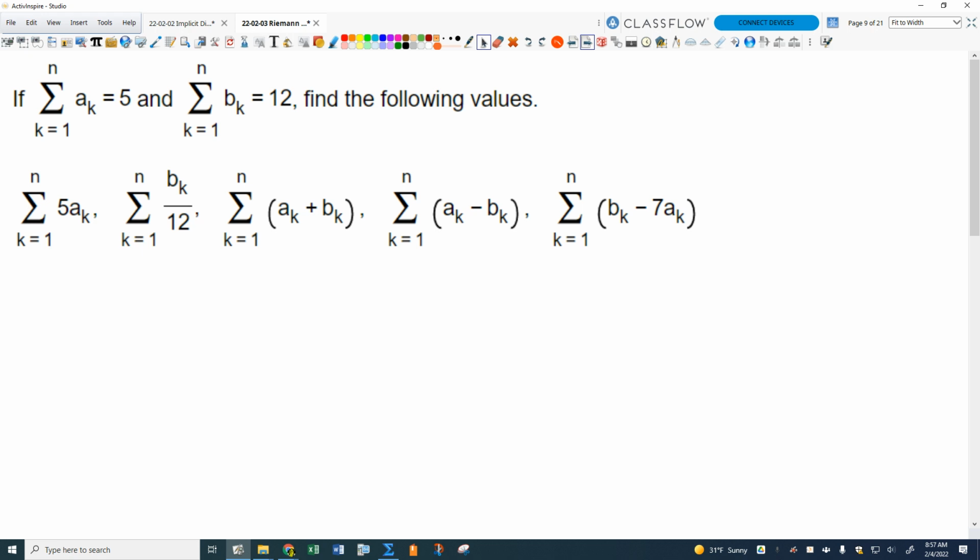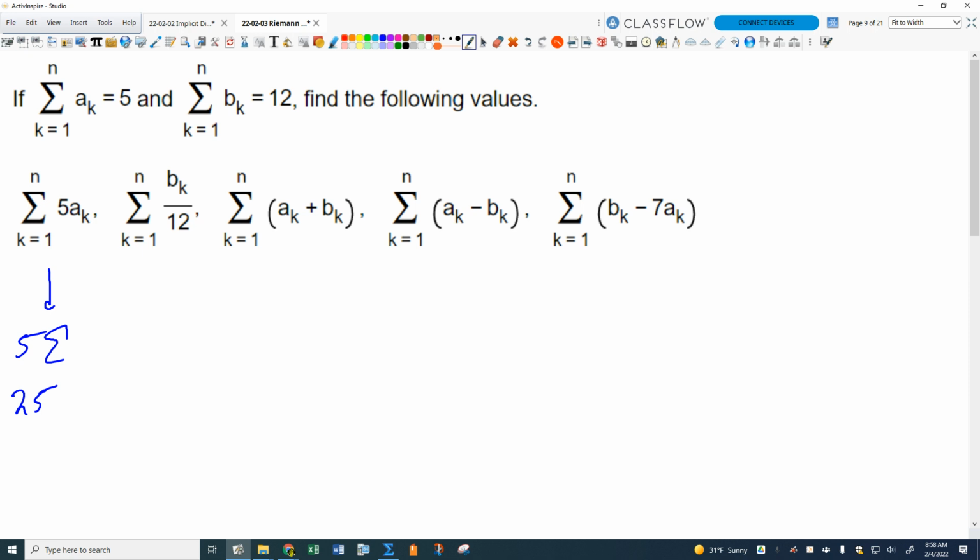Then what's the sum of 5 times a sub k as k goes from 1 to n? 25, right? How come? Because we're able to, and this is kind of the important thing, but this should be very natural because this is what we've been able to do with limits and derivatives and antiderivatives. We could rewrite that as 5 times the sum. Does that make sense? We can just pull the 5 out front, okay? So we end up with 25.